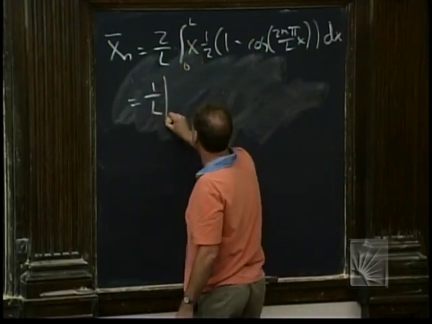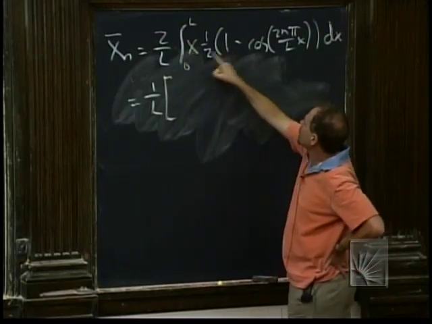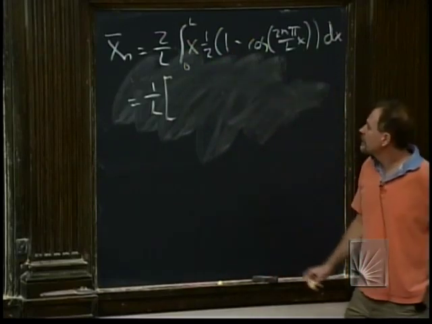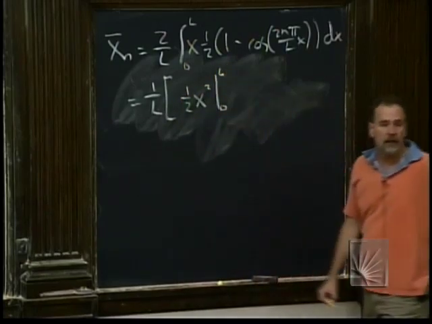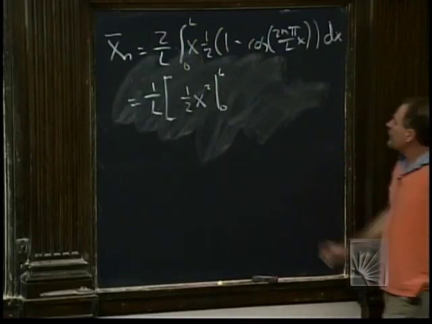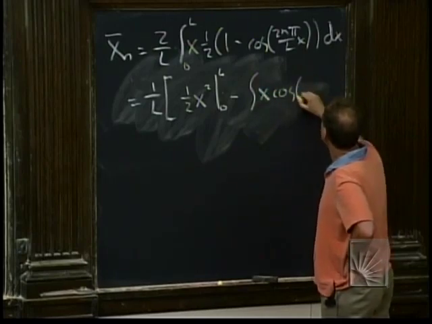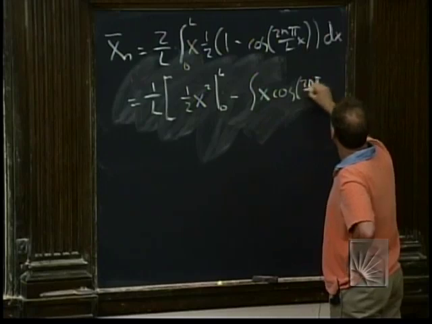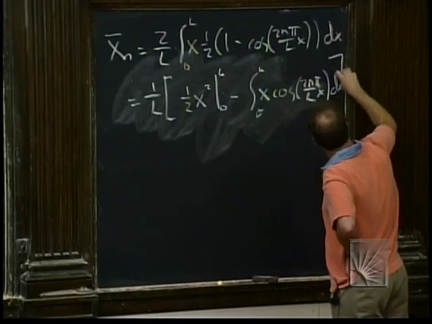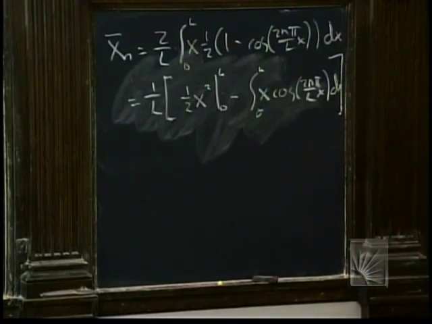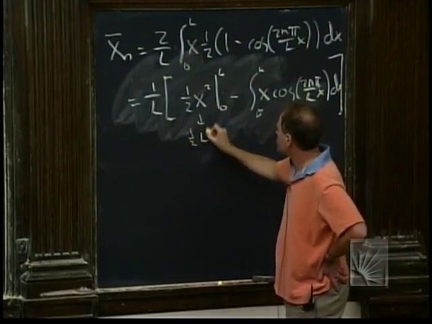I have 1 over L times this and then that. The integral, the 1 times the x, the integral of x dx is just 1/2 x squared, evaluated from 0 to L. And then there's a minus sign of x cosine 2n pi over L x dx from 0 to L. And squeeze in my final bracket there. This is just 1/2 L squared, obviously, right?